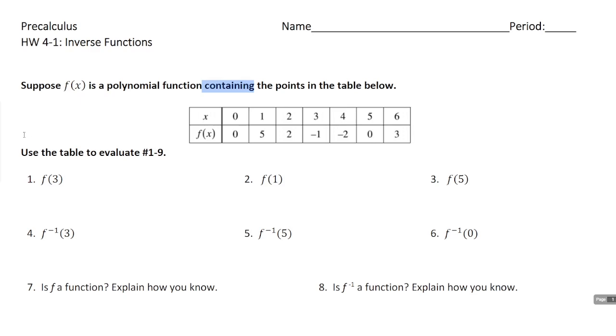Number one says f of 3. What you need to know here is that f of 3 is telling you to find the value of the function when x is 3. In other words, look at the table and report back the number in the f of x row when x is 3. So we see x is 3, f of 3 is -1.